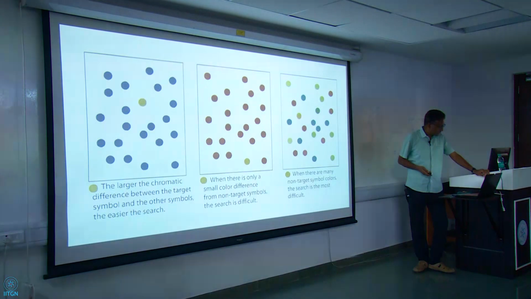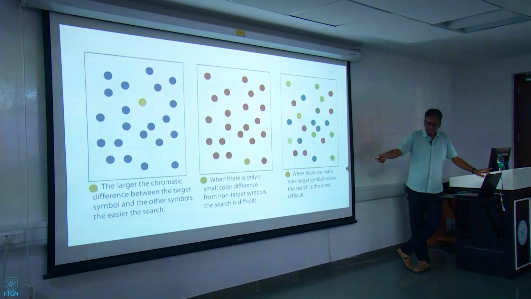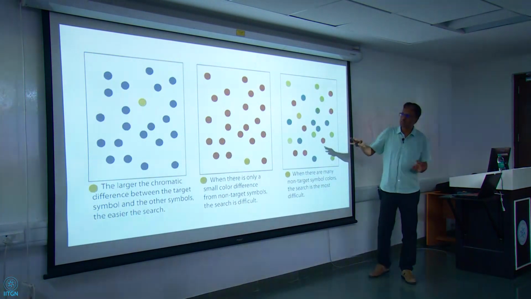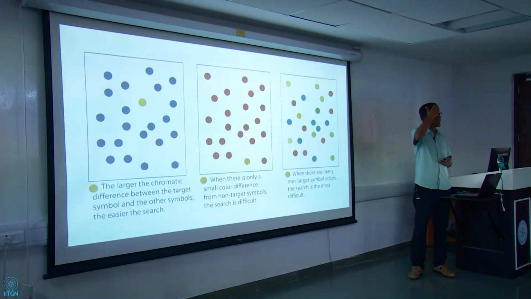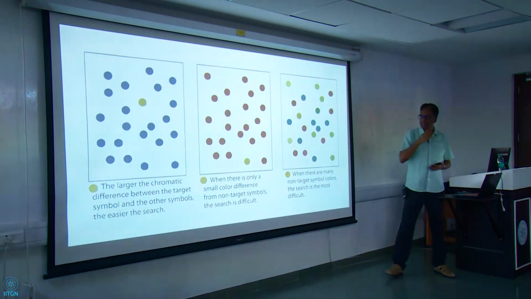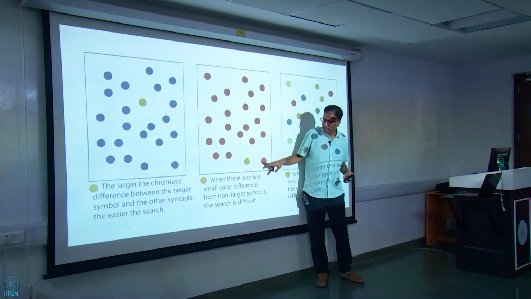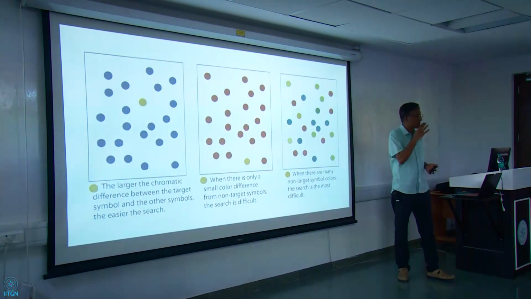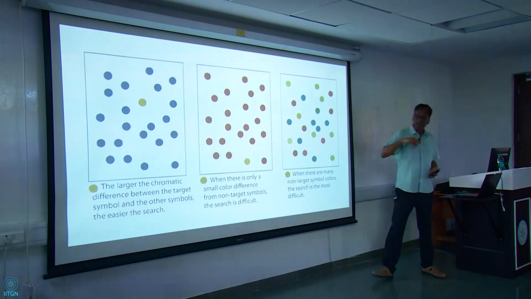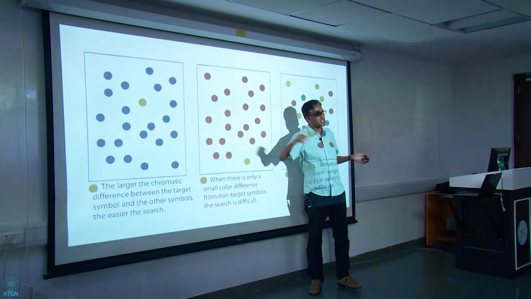The larger the chromatic difference between target symbols and other symbols, the easier it is to search for something. So there are very, very contrasting colors. Here it's a very small difference. And again, these colors are showing exactly the opposite of what they should, so the projector is not calibrated. For example, these are all reds and this is yellow. Yellow and red are very close to each other on the color wheel, while yellow and blue are very far away from each other.